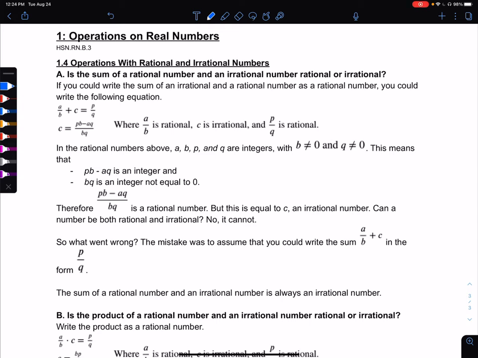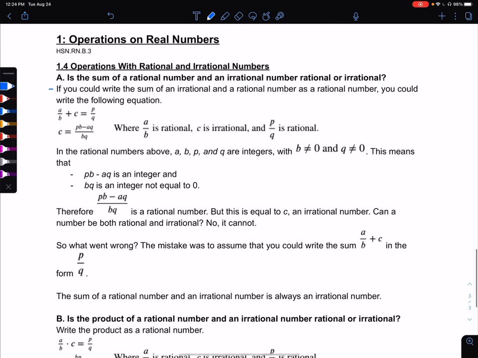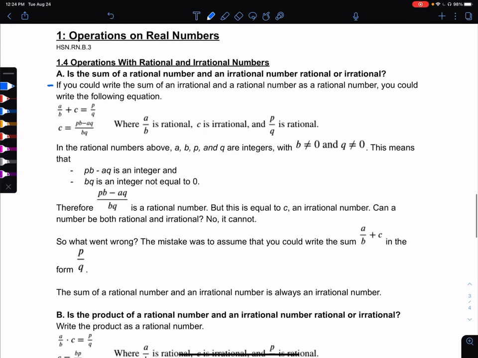So question A, is the sum of a rational number and an irrational number rational or irrational? To figure this out, what we want to do is, if we can write the sum of a rational and irrational number as a rational number, you could write the following. They're saying that A over B is rational, and if we add that irrational C, whatever we get as our answer, if it's rational, it can be written as P over Q. This is the assumption we're making, and we want to see if we can prove this to be true or false.